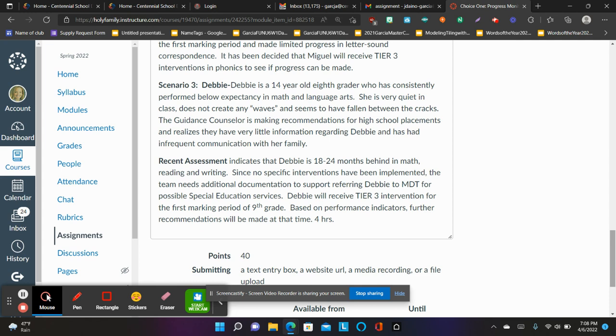Her recent assessment indicates that Debbie is 18 to 24 months behind in math and in reading and writing. Since no specific interventions have been implemented, the team needs additional documentation to support referring Debbie to MDT for possible special education services. Debbie will receive Tier 3 intervention for the first marking period of 9th grade. Based on performance indicators, further recommendations will be made at that time.